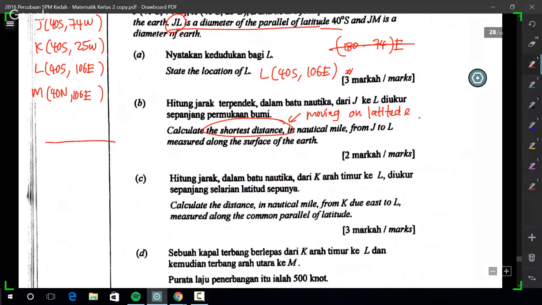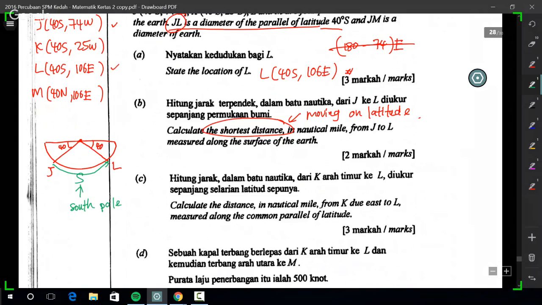Because both of them are in the south, I will draw like this. Center of the Earth. I focus on J to L. J goes down 40 degrees, becomes 40S. So I will say 40 here. And then L is 40 degrees south also. So J is here, L is here. Because moving on the latitude, that means my plane is going to fly from J to L through the south pole. Okay, this is the south pole.